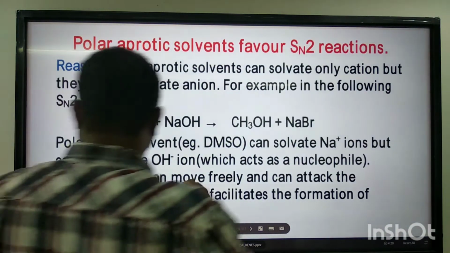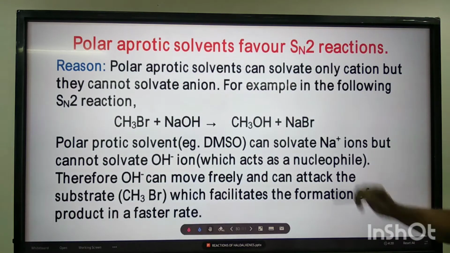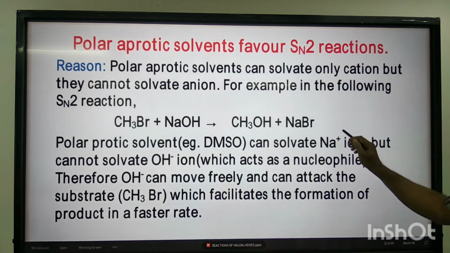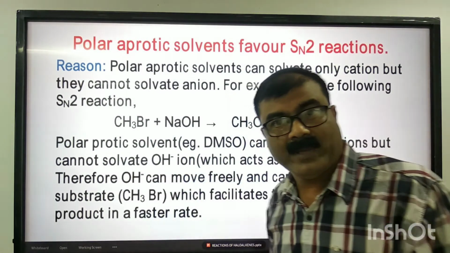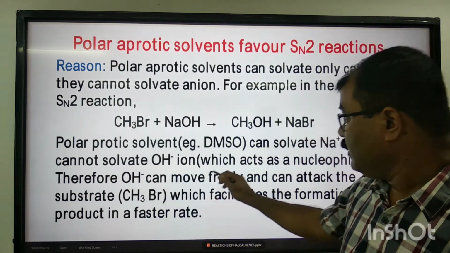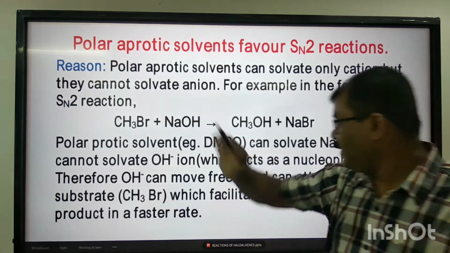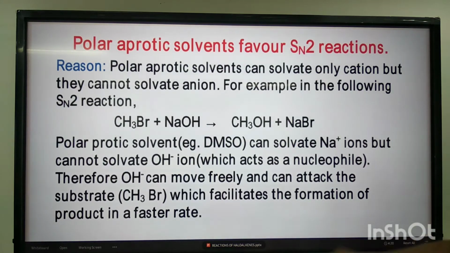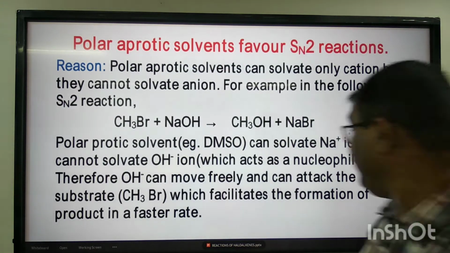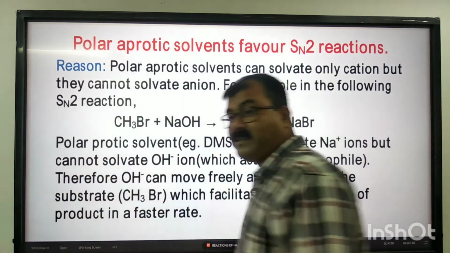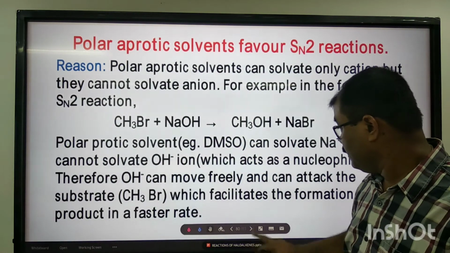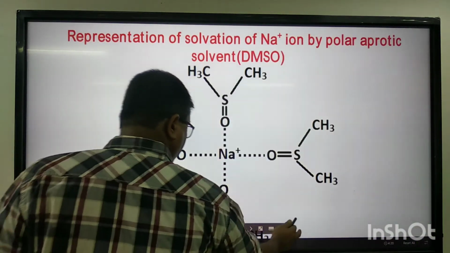See, a polar aprotic solvent, for example DMSO, can solvate Na plus ions, but not the OH minus ion, which acts as a nucleophile. OH minus ion is a nucleophile, and therefore it can move freely and attack the substrate, which facilitates the formation of product at a faster rate. Clear?